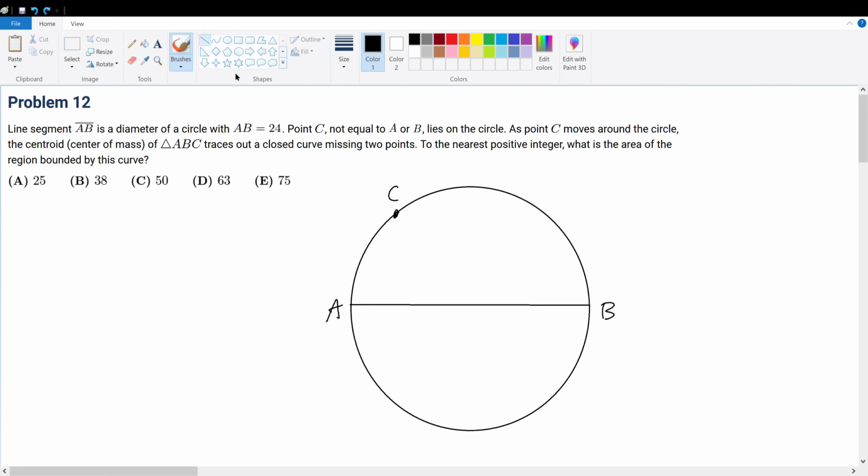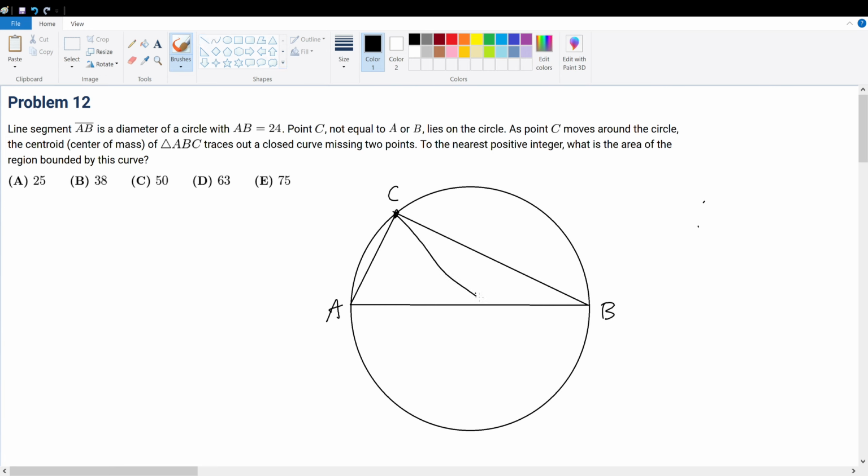So we get it. Let's say this is C. We connect the lines to get a right triangle, because remember, if the hypotenuse of a right triangle is the diameter, then this is a right triangle. So we have this, we have that. That's obviously a right triangle. Now that we have this, the centroid is basically where you connect all the midlines.